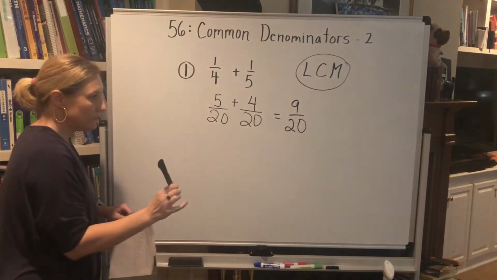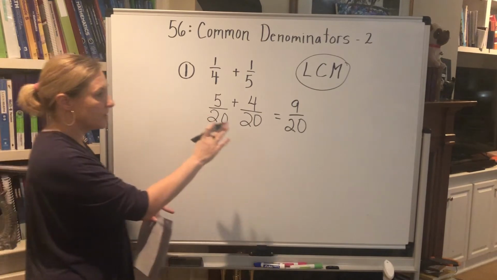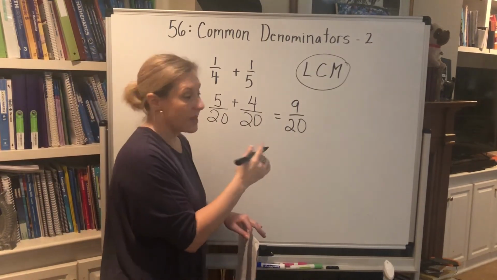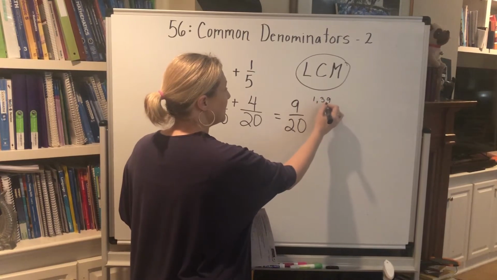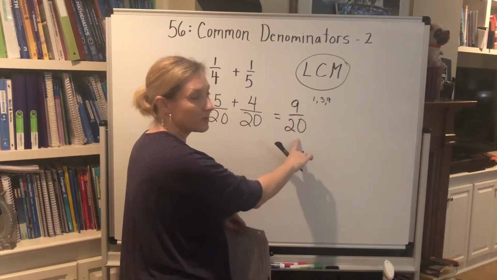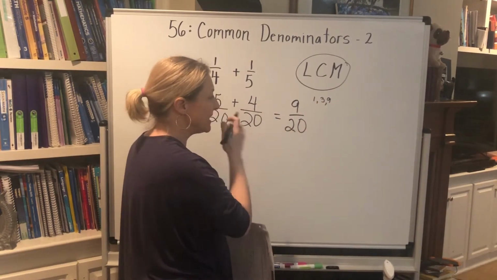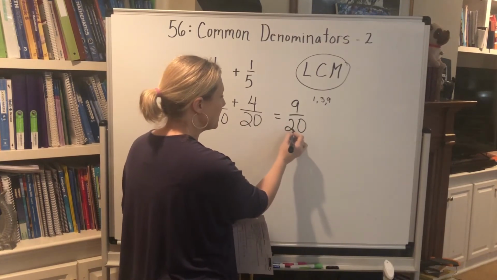Now, can 9/20 be reduced? No, it can't, because the factors of 9 are 1, 3, and 9. And none of those are factors of 20. So we know this is in its most reduced form.